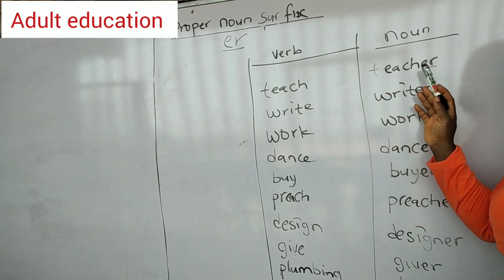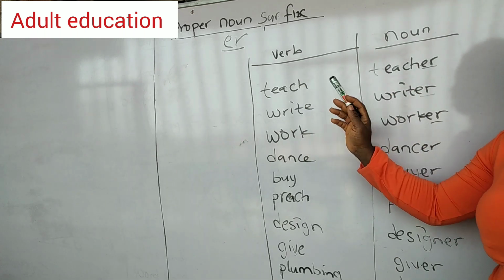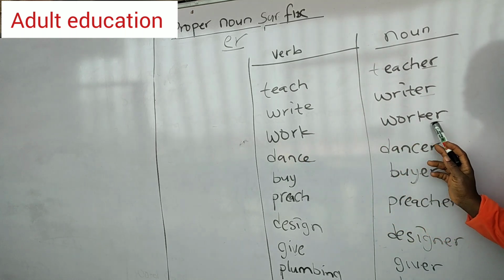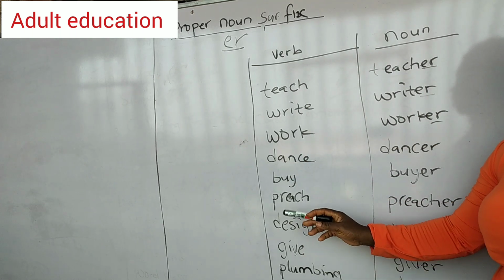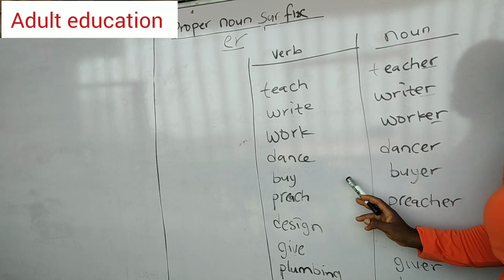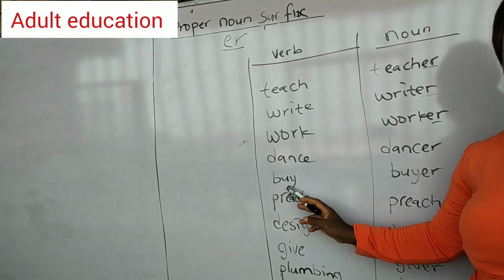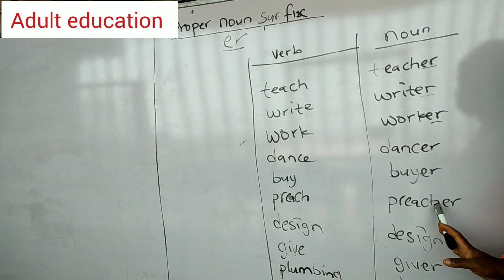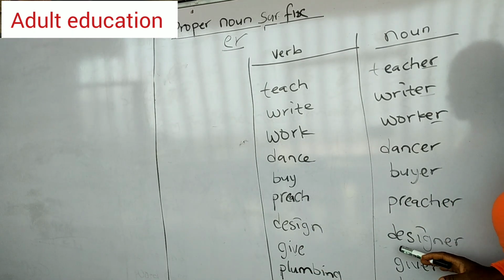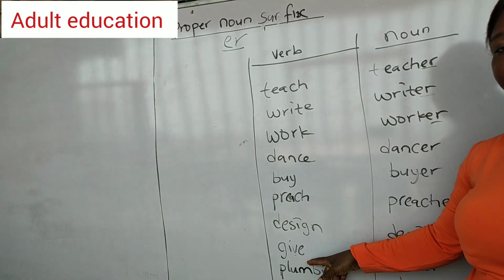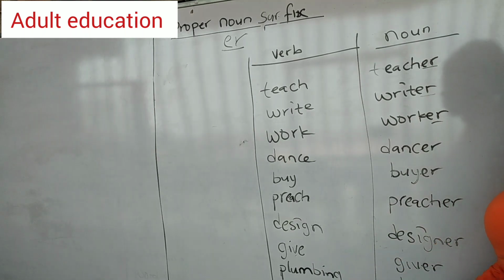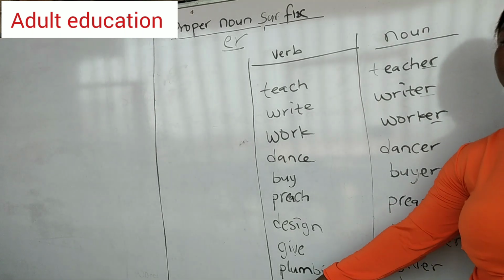So teach is to teacher, a teacher teaches. Write is to writer, a writer writes. Work is to a worker, a worker works. Dance is to a dancer, a dancer dances. Buy is to a buyer, a buyer buys. Preach is to a preacher, a preacher preaches. Design is to a designer, a designer designs. Give is to a giver, a giver gives. Plumbing is to a plumber, a plumber does plumbing job.